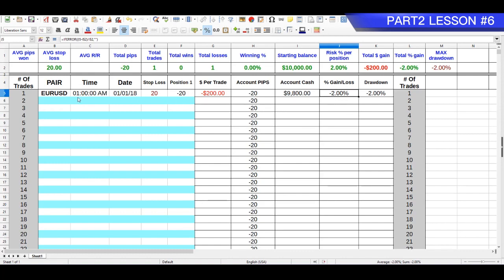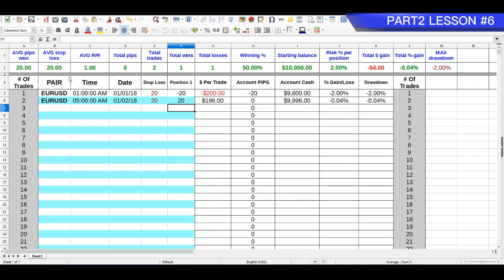I'll type in one more trade and then we'll go through in detail what everything in this spreadsheet will show you. Let's go ahead and type in another trade on the euro dollar. Let's do this one at 5 o'clock p.m., the next day. And let's say that it was a win instead of a loss of 20 pips. So now that we have those two recorded, we can actually talk about this.